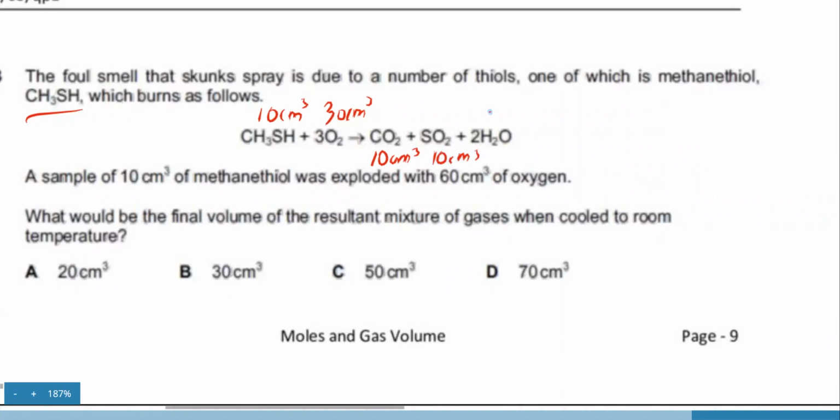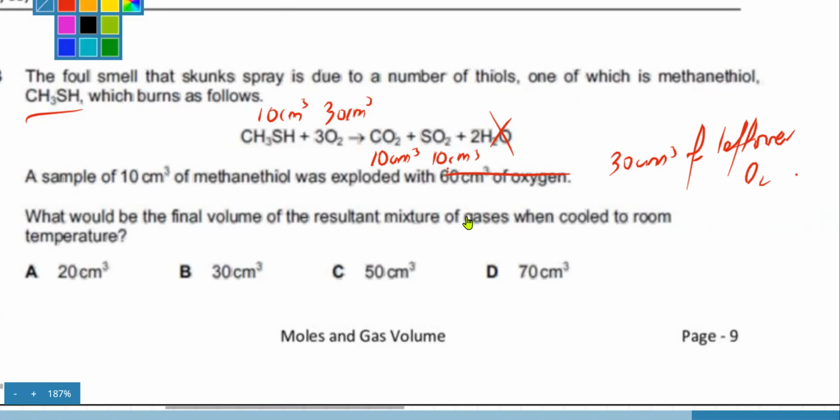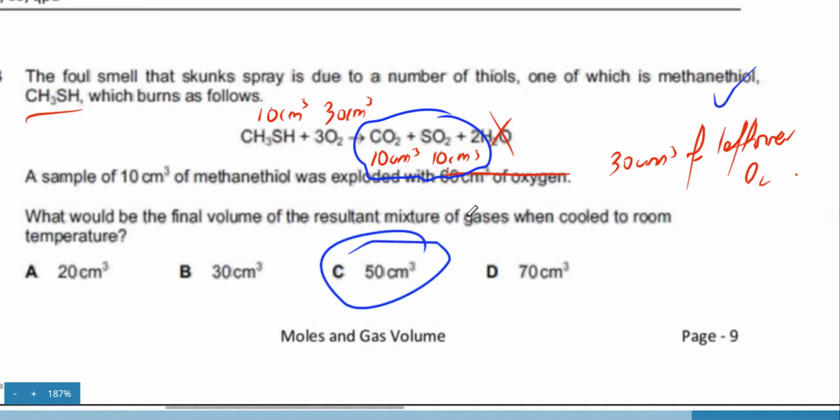But this thing wouldn't apply to water because water is not a gas, right? So the question is, 10 cm cube of methane thiol was exploded with 60 cm cube of oxygen. Which one is in excess? You just need 30 cm cube, right? So that means only 30 cm cube would react. There would be 30 cm cube of leftover oxygen. And he's asking what would be the final volume of the resultant mixture of gases. The resultant mixture is going to be 10 cm cube of CO2 and 10 cm cube of SO2, plus 30 cm cube of leftover unreacted oxygen. So the total volume is going to be 50. Is that clear?